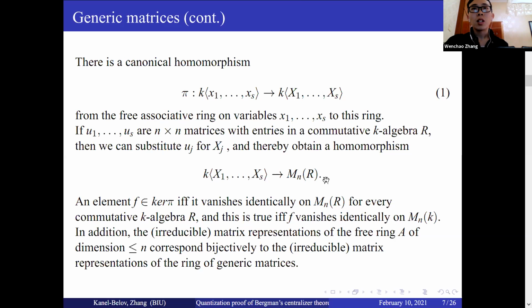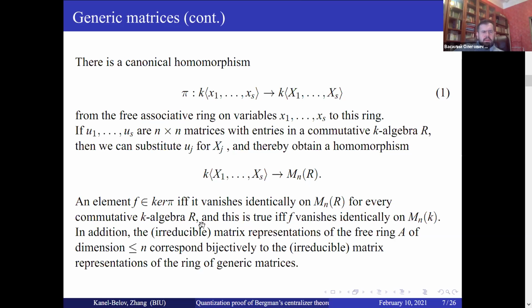So this means that the kernel of this π: an element f is inside the kernel of π if and only if it vanishes identically on M_n(R) for every commutative K-algebra R.